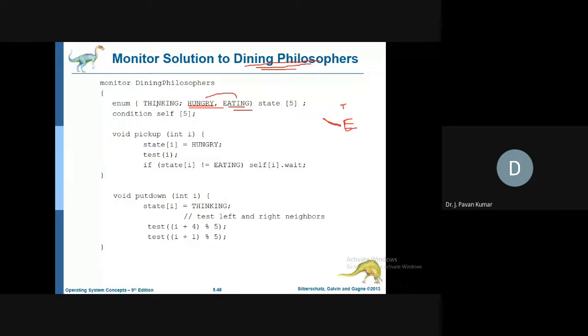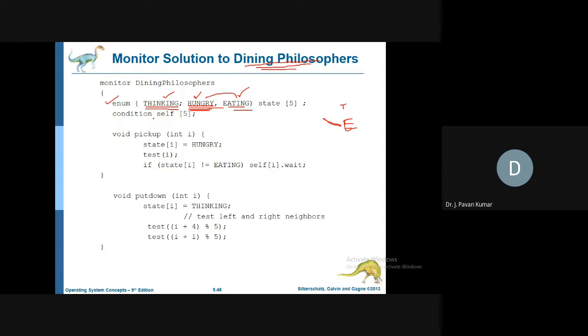Try to understand here. In general, each philosopher will be doing two things: one is thinking, another one is eating. But in between these two, if he doesn't get chopsticks, then even though he is hungry, he will be waiting. So that is the hungry state. So we define a new data type called state. State has three values: thinking, hungry, or eating.